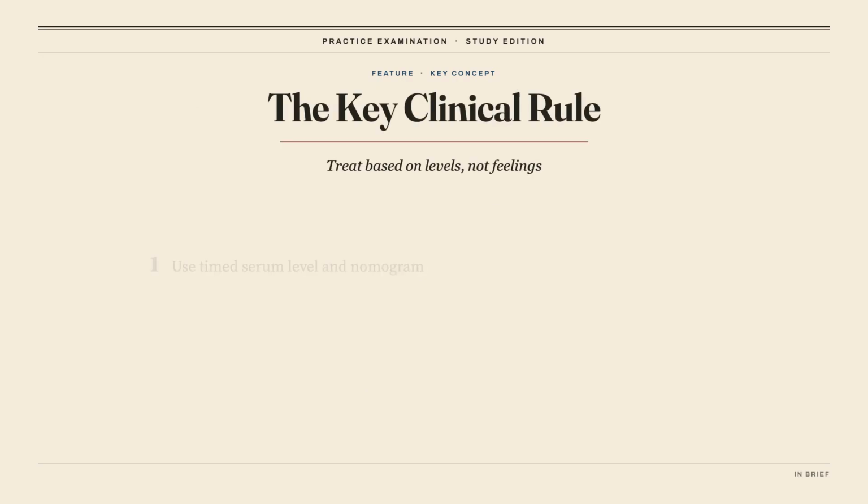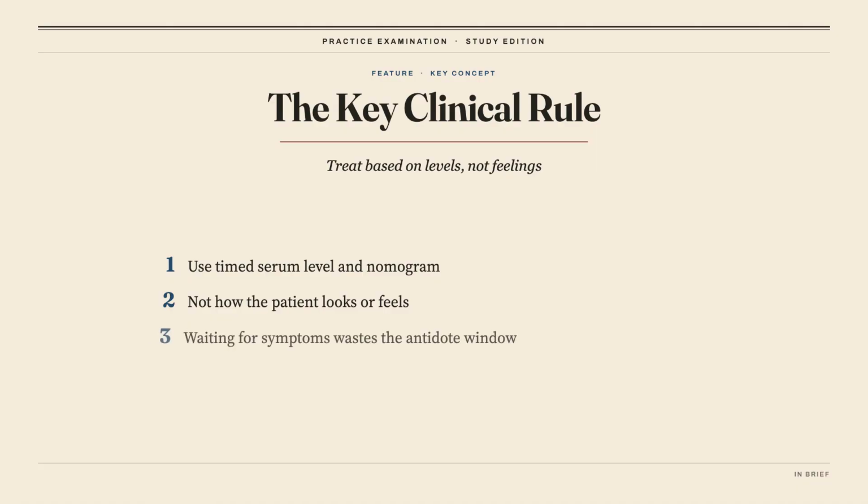The single most important teaching point: treatment decisions rest on the timed serum acetaminophen level and the nomogram, never on how comfortable or symptom-free the patient appears. By the time symptoms emerge in stage 2 or 3, the antidote's protective window has largely closed.